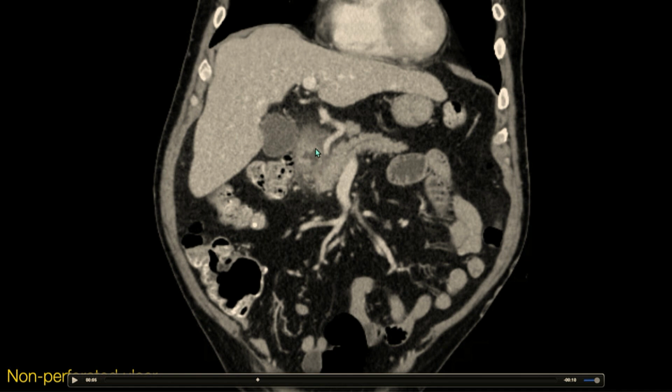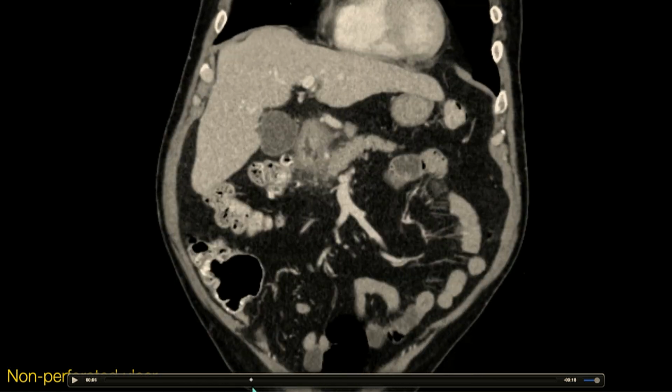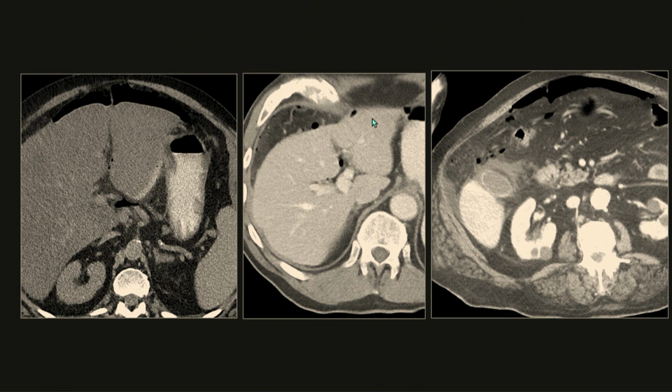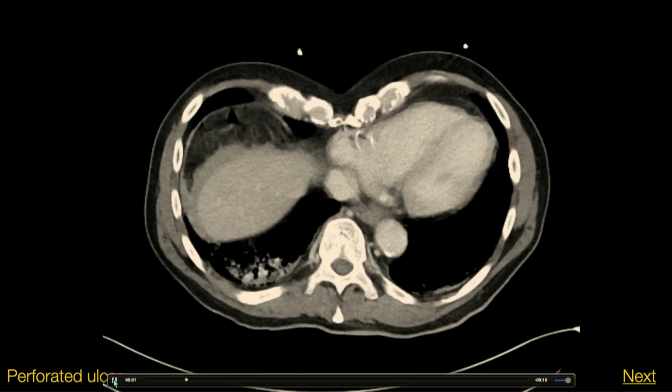Also reinforcing running the upper GI tract as part of your search pattern for these patients, because you may even encounter it unexpectedly in a patient who's on chemotherapy or kind of immunosuppressed and not necessarily mounting an appropriate response to this amount of inflammation and presenting as early as you'd typically expect. So I mentioned earlier that highly characteristic pattern of air, fluid and inflammation will guide us when we're dealing with perforated ulcers. So let's keep those concepts in mind.